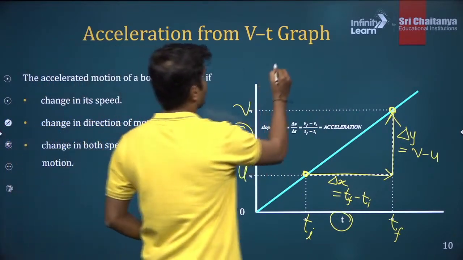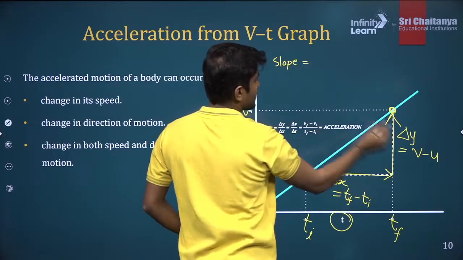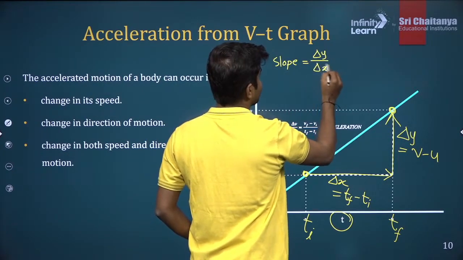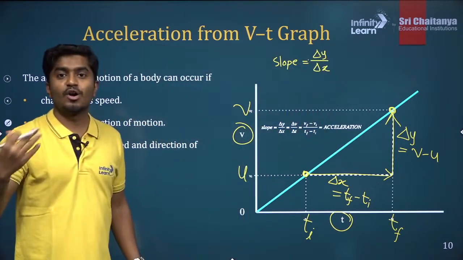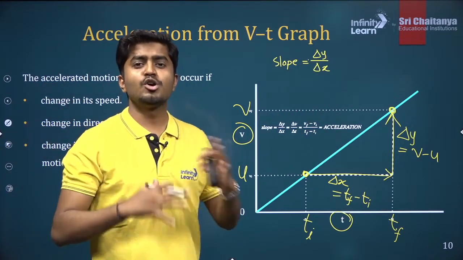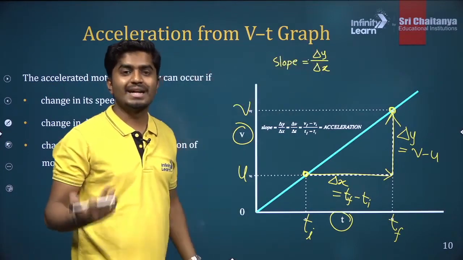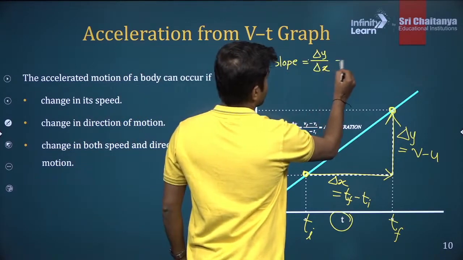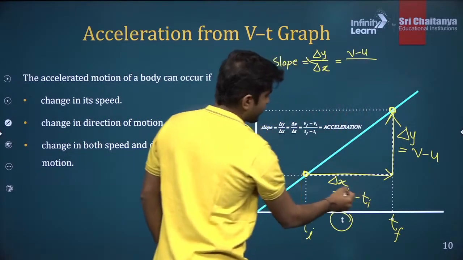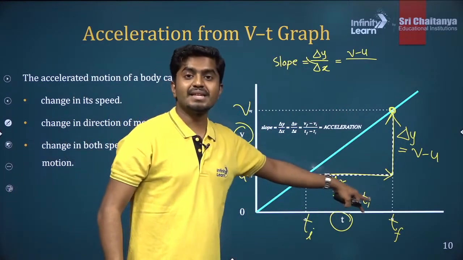So what is the slope? So here in this case, the slope is nothing but change in the y coordinate, delta y divided by delta x. This triangle is called delta. It is a Greek letter. It means change. We use a lot of Greek letters in physics. So this is change in the y, v minus u, divided by t final minus t initial. That is final time minus initial time.